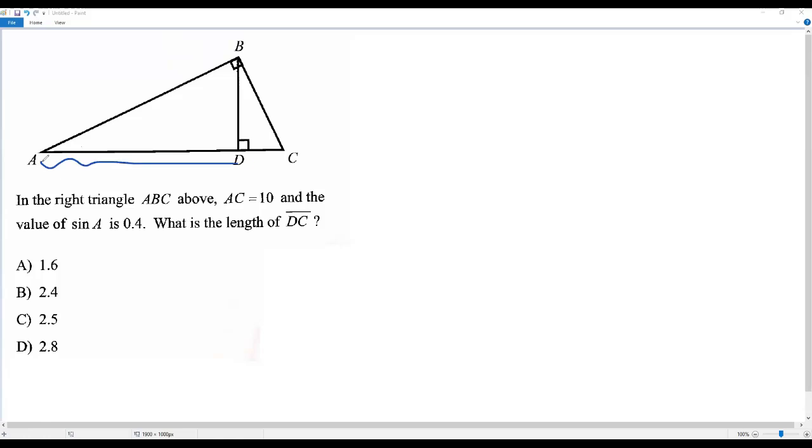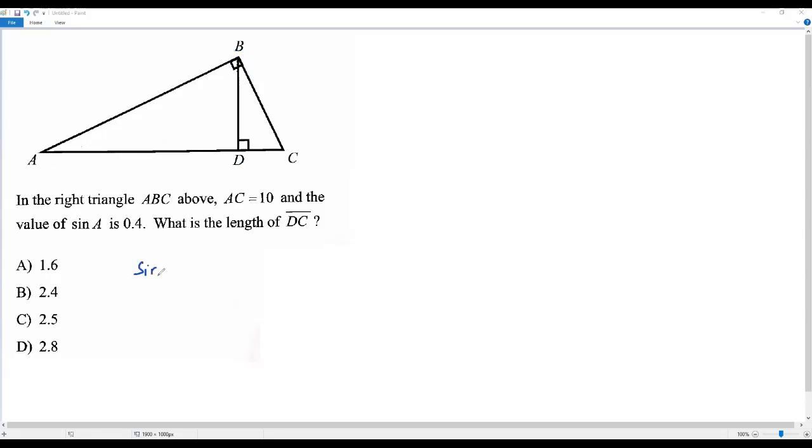Okay, the length of the side AC is given, that is 10. And we have to find the length of this line segment DC over here. And the value of sine A is given, that is 0.4. Now let me consider the complete right triangle ABC over here. It is right angled at B. Then AC represents the hypotenuse.